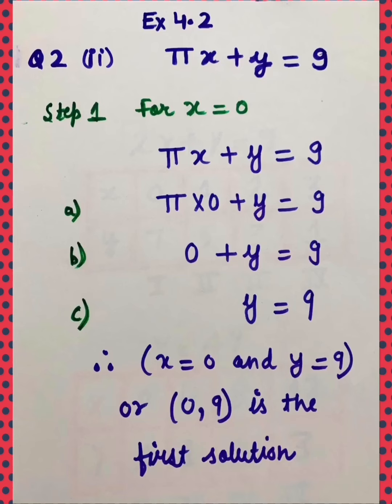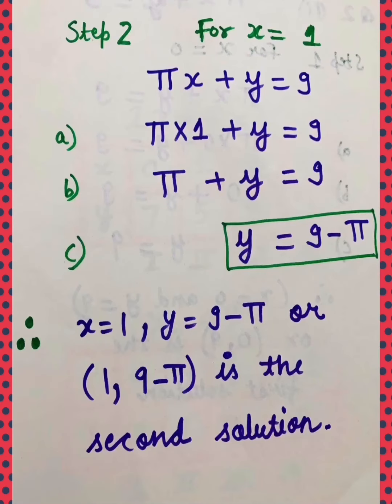solution. To find the second solution, second value, children, in step 2 I have taken x equal to 1. Again I will put this x equal to 1 in the given equation, that is pi x plus y is equal to 9. In step A, children, pi x means pi into x. Here the value of x is 1. So pi into 1 plus y is equal to 9.